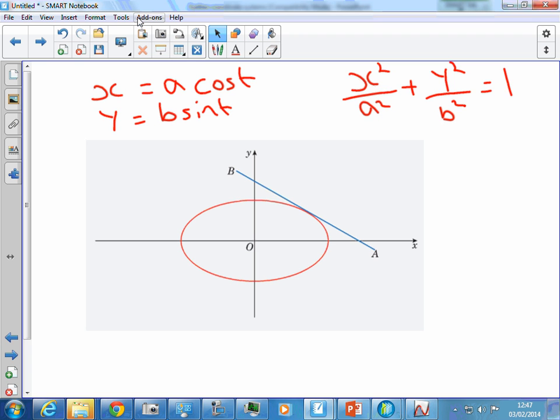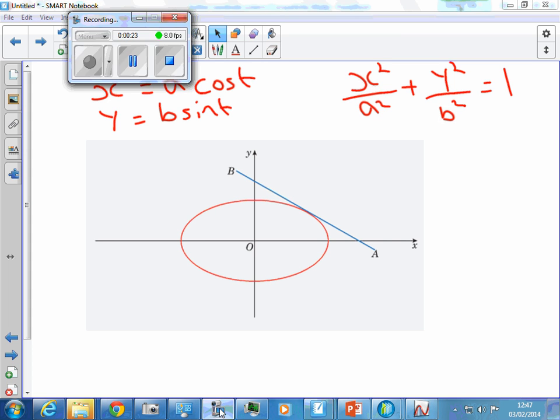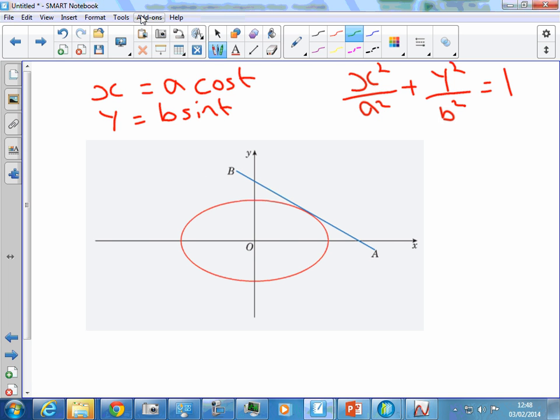Okay, so here's an ellipse, defined parametrically. We know x is equal to a cos t, and y is equal to b sine t. And we want to find the locus of the midpoint of AB. So any point on the curve, we want to find.